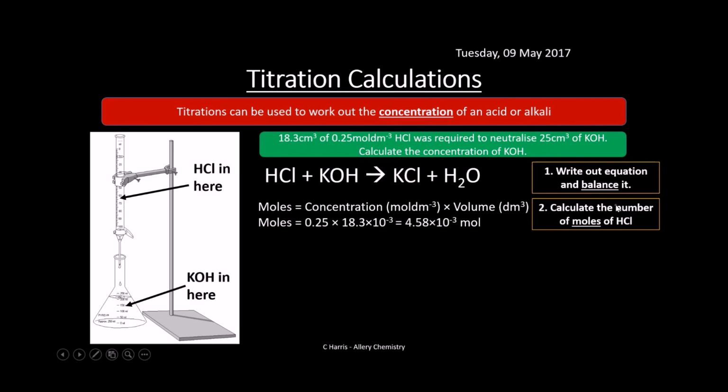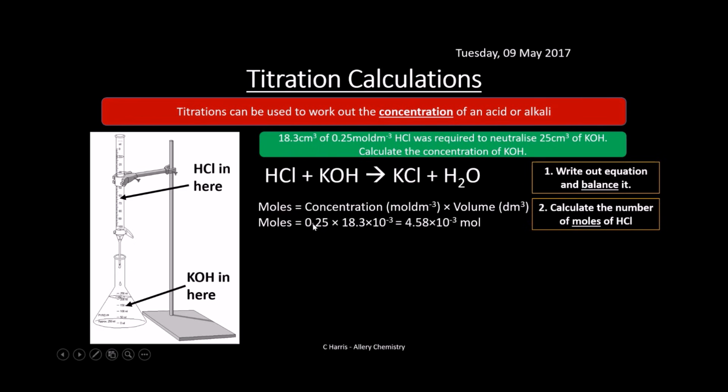Okay, then what we can do is calculate the number of moles of HCl, because we have a volume and a concentration of HCl, so we can work out the number of moles. And once we know the number of moles of HCl, we can use it to work out the moles of any one of these substances. So that's pretty useful. So moles equals concentration times volume.